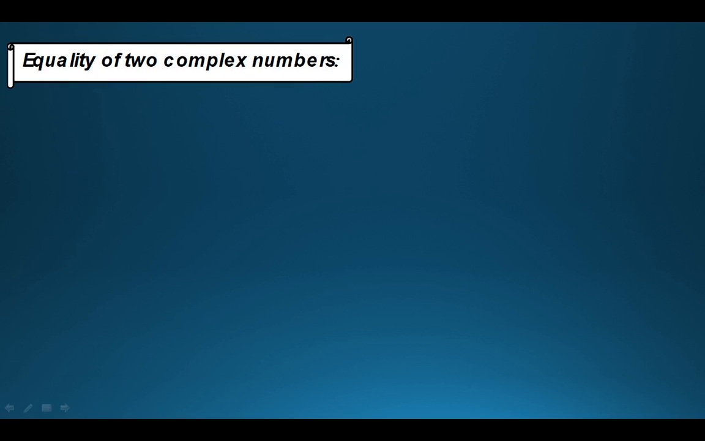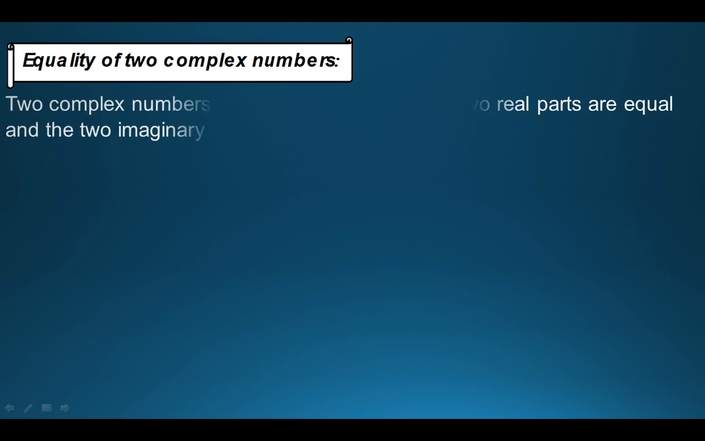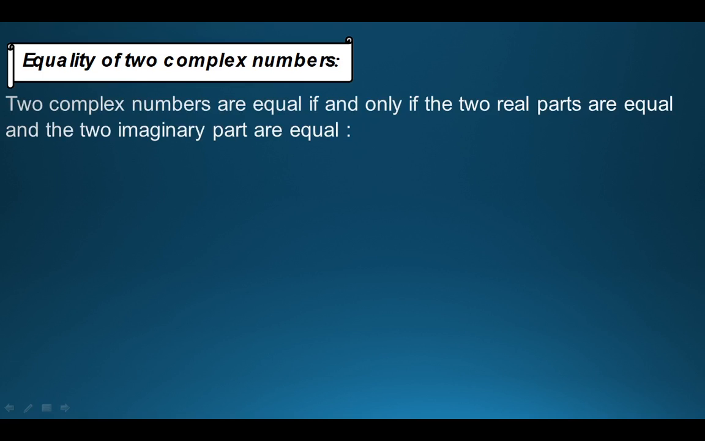Today we are going to talk about equality of two complex numbers. Two complex numbers are equal if and only if the two real parts are equal and the two imaginary parts are equal. So, if we have two complex numbers equal to each other, the real part will be equal to the real part and the imaginary part will be equal to the imaginary part.